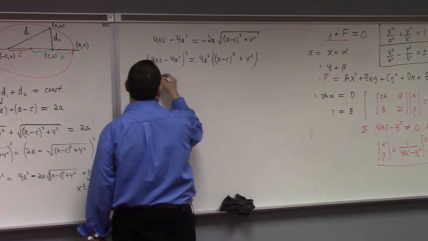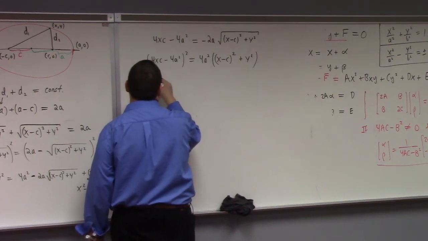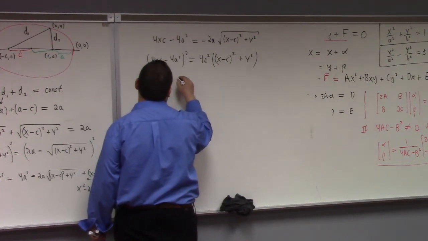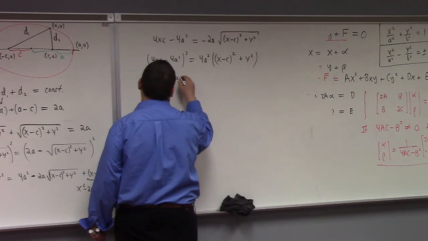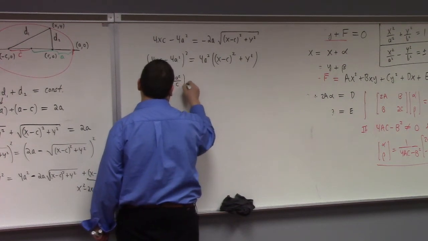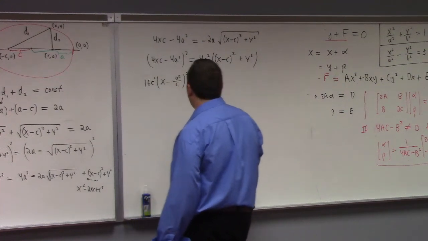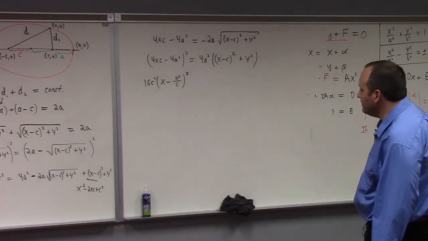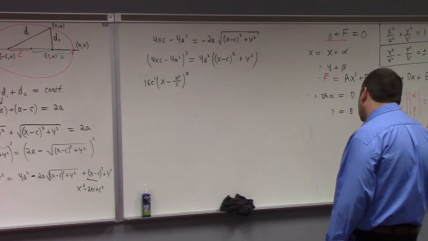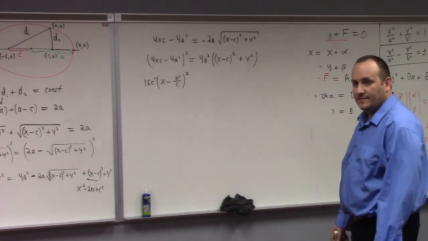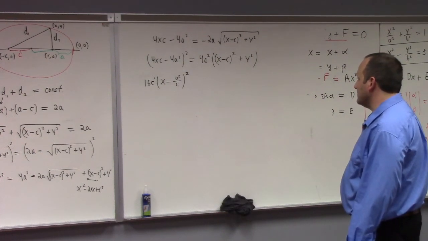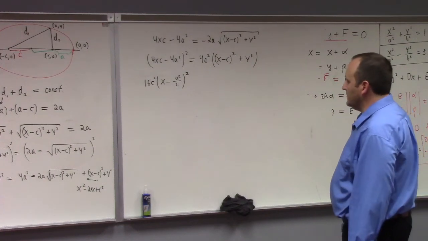I should rewrite this. This is 16c squared times x minus a squared over c, I think. Eh? So then what?